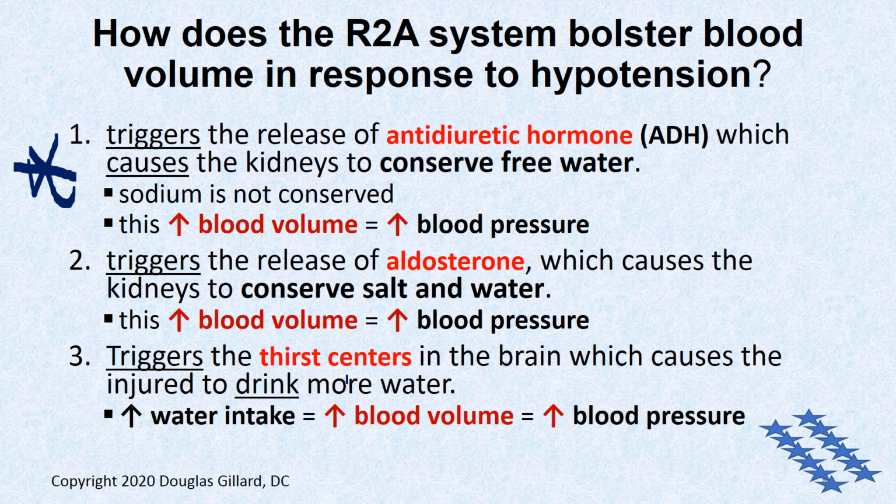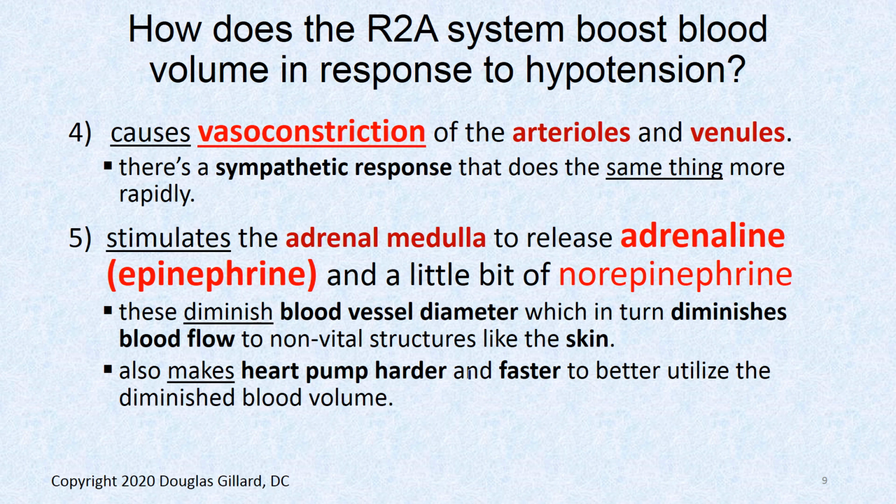Most of these effects are angiotensin II, as we will learn. You probably already know that. It also triggers the thirst centers in the brain to make the person bleeding very thirsty, and they drink water. That's a weak mechanism, but it helps a little bit. It also causes flat-out vasoconstriction of the arterioles and venules, exactly like the sympathetic response does.